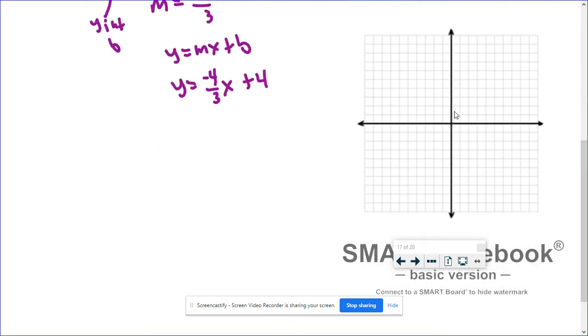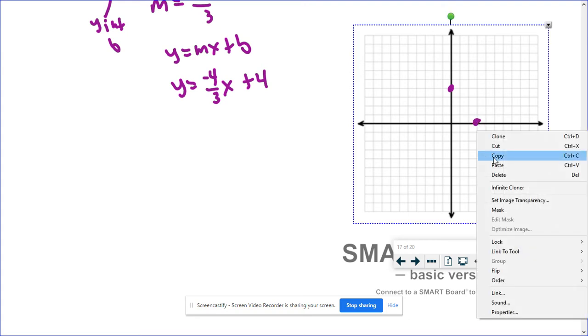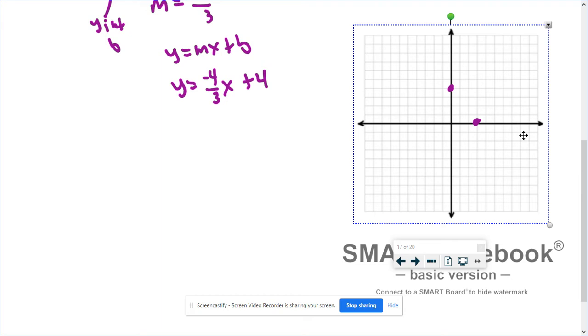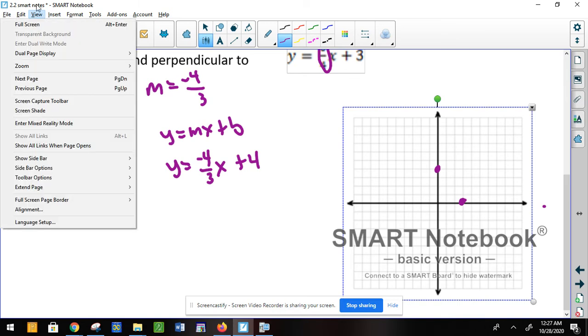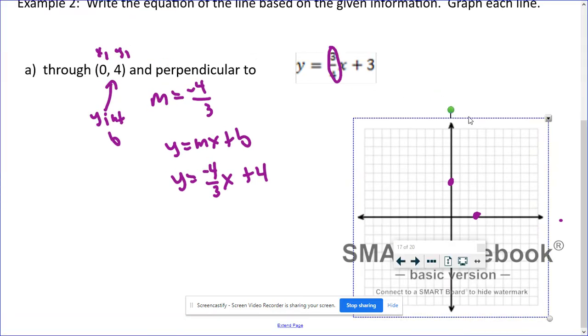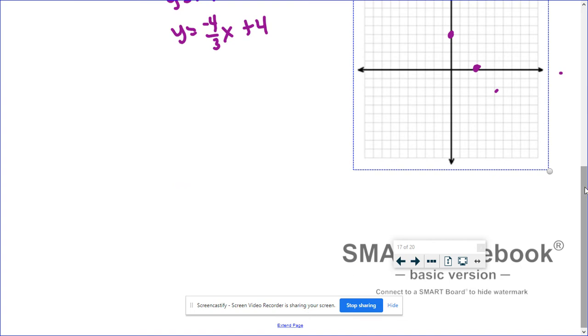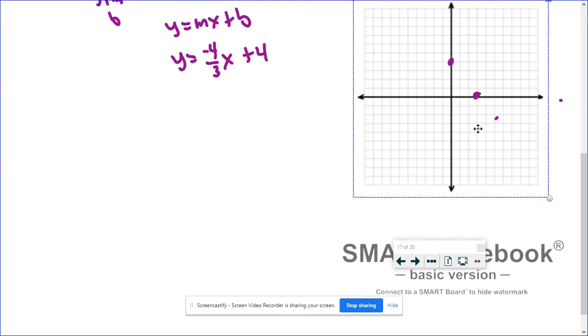So if I go to graph that, then simply 1, 2, 3, 4 is the y-intercept. Then -4/3 would be down 4 and right 3. Down 4, 1, 2, 3, 4, and right 3. And then draw your line through that.